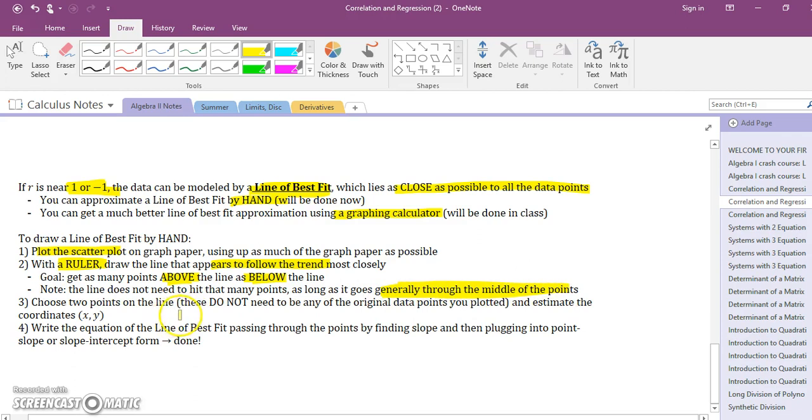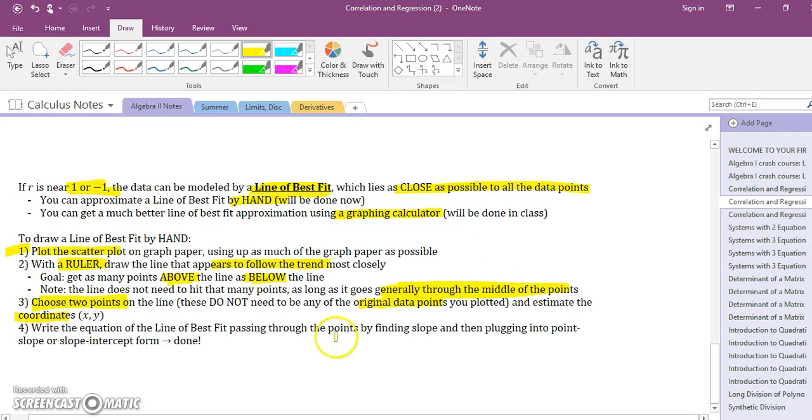That's a good line of best fit. Then you choose 2 points on the line, because to write the equation of a line, you need 2 points. Now, these 2 points do not need to be those original data points that you plotted in step 1. They can be points on the line that were not data points. It's totally fine. And get their coordinates, x, y.